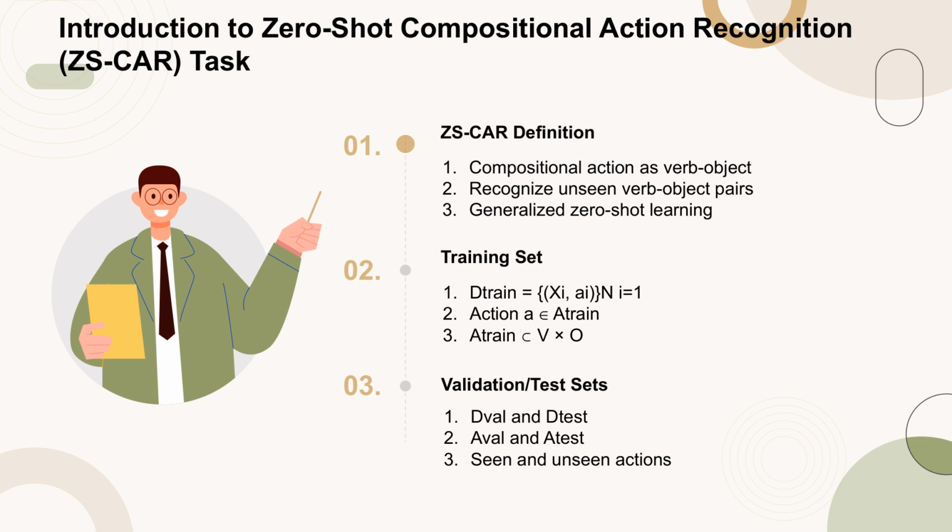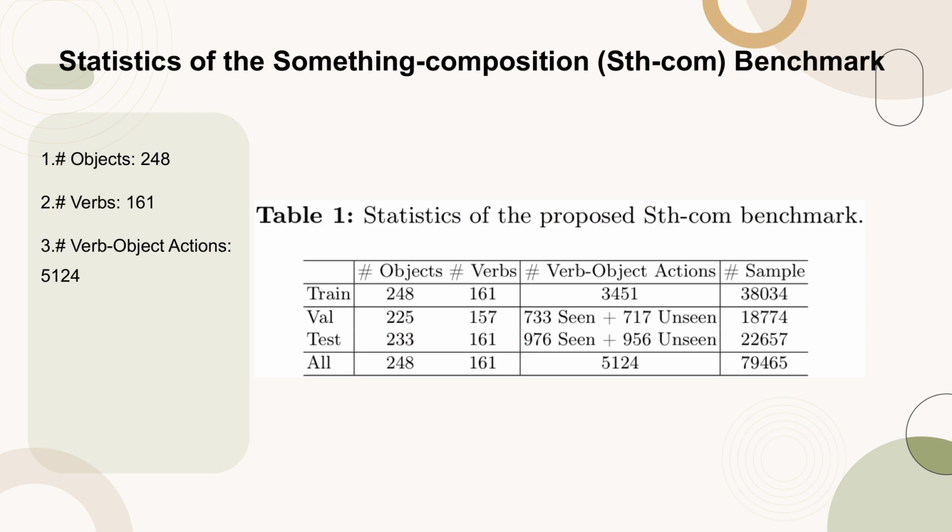The training set, denoted as train, consists of video samples labeled with actions from a subset of verb-object pairs. The validation and test sets, val and test, include both seen and unseen action categories, following the generalized zero-shot learning setting. Table 1 provides a detailed overview of the statistics for the Something-Composition, Sth-com, benchmark. The table highlights the number of objects, verbs, and verb-object actions across the training, validation, and test sets.